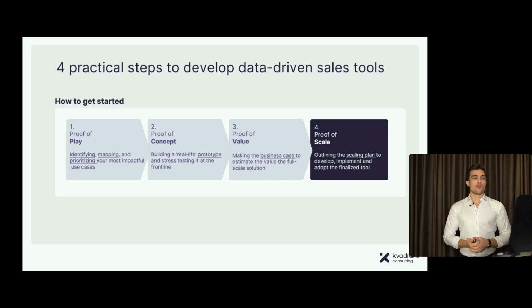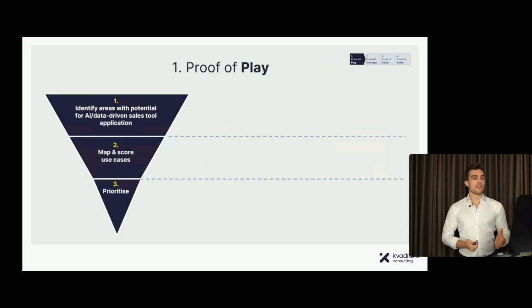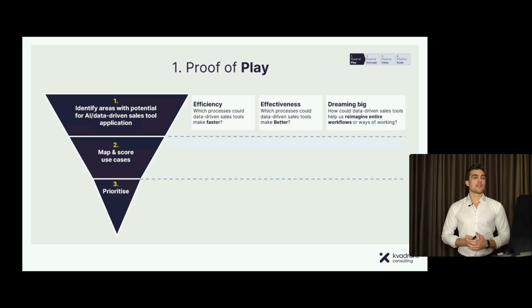And if we open up the first one, then as we talked about before, you can start with a process lens and look at these different areas that you could use these tools for. And I think there are 3 questions, but the 2 main ones are, first, the efficiency play. So which processes could data-driven sales tools make faster? Right. So for example, that would be the RFP case.